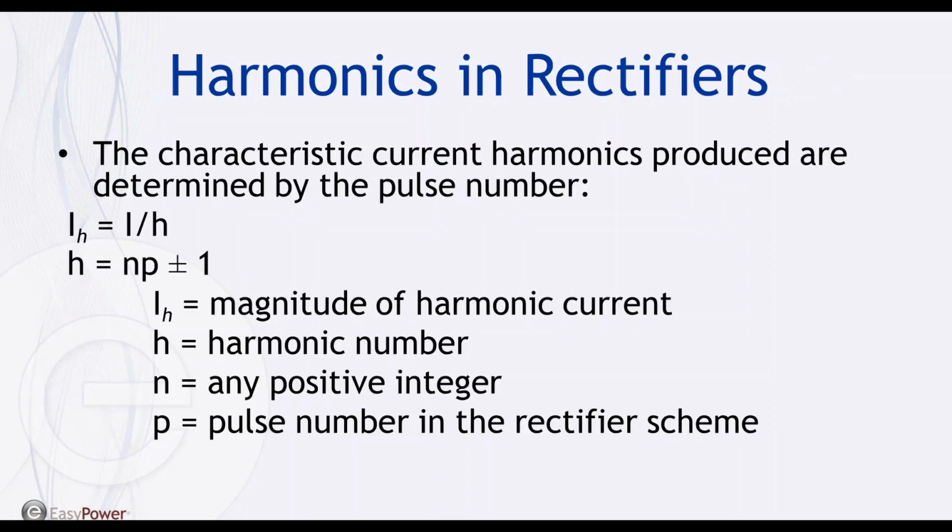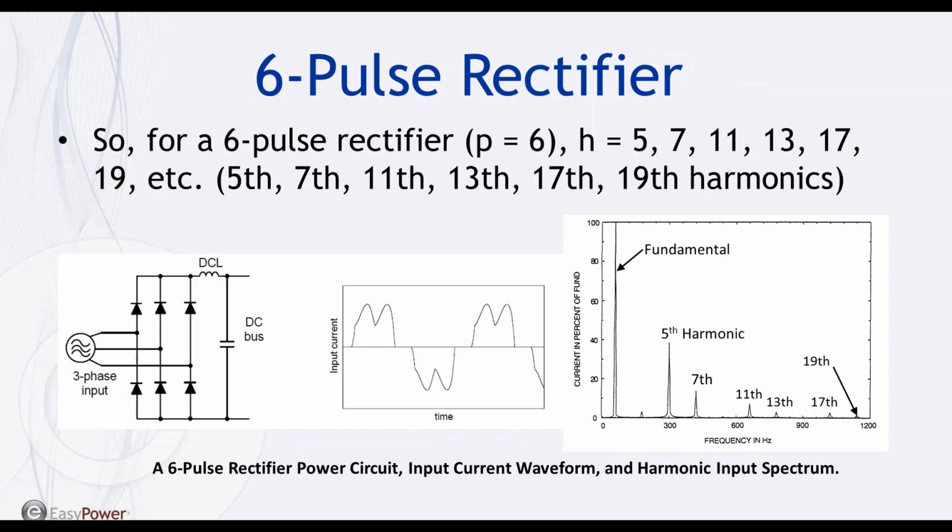So the classic example of a nonlinear load is a rectifier with a capacitor input filter, where the rectifier diode only allows current to pass to the load during the time that applied voltage exceeds the voltage stored in the capacitor, which might be a relatively small portion of the incoming voltage cycle. The characteristic current harmonics produced are determined by the pulse number, and here you can kind of see the equation. So here's an example of a 6-pulse rectifier with harmonics present.